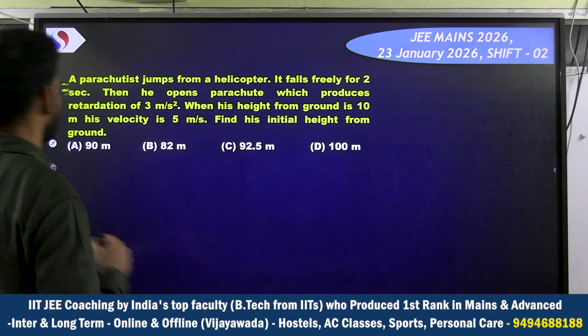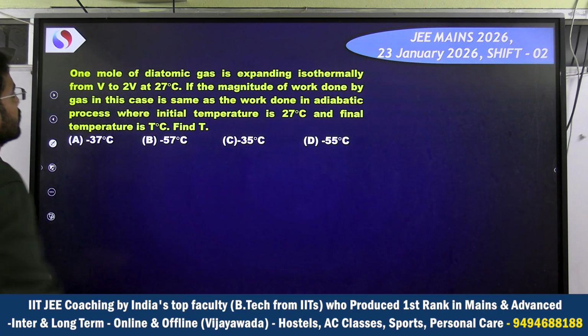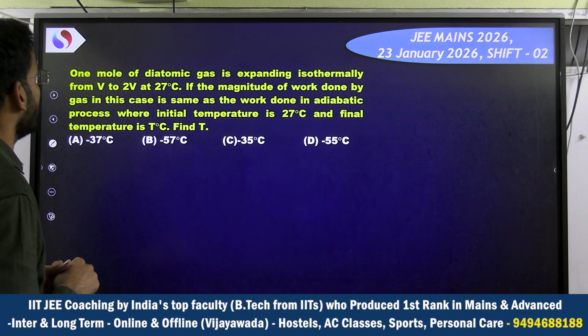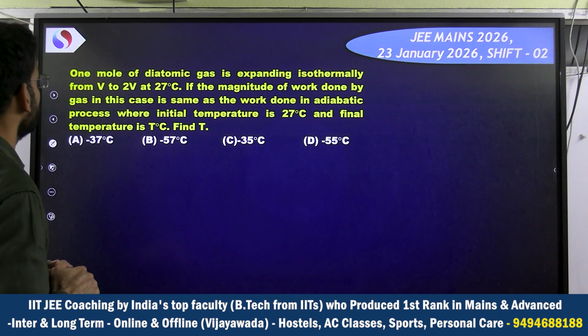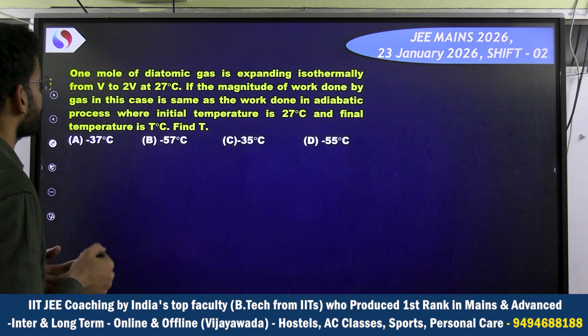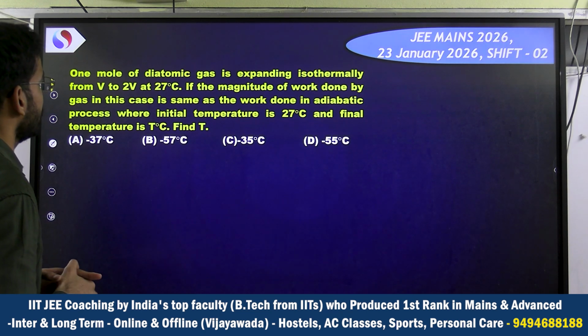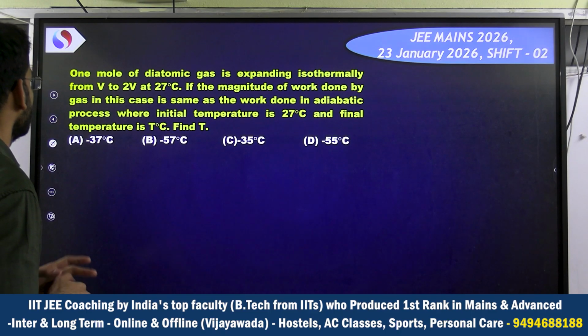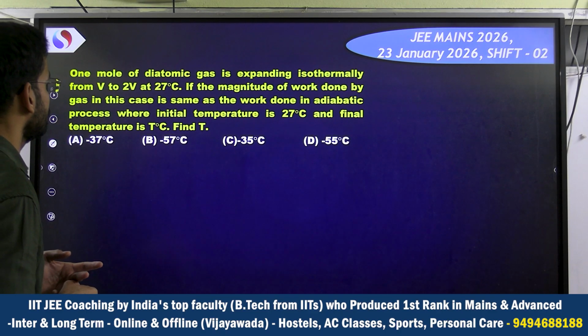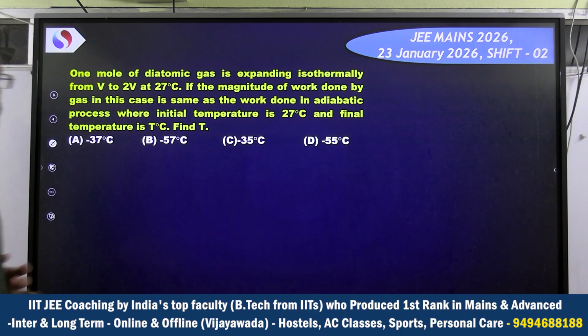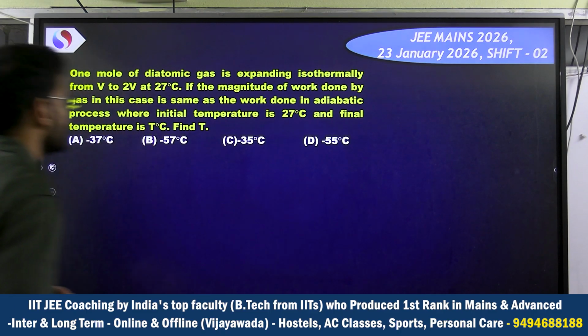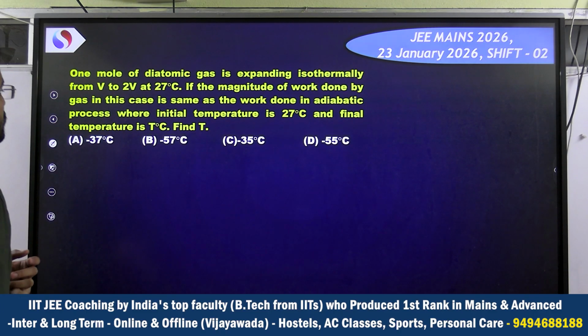Okay, this question repeated again. Fine. 1 mole of diatomic gas is expanding isothermally from V to 2V, okay, at 27 degrees centigrade. If the magnitude of work done by gas in this case is same as the work done in an adiabatic process, where initial temperature is 27 degrees centigrade and final temperature is T degrees centigrade, then T is, okay.